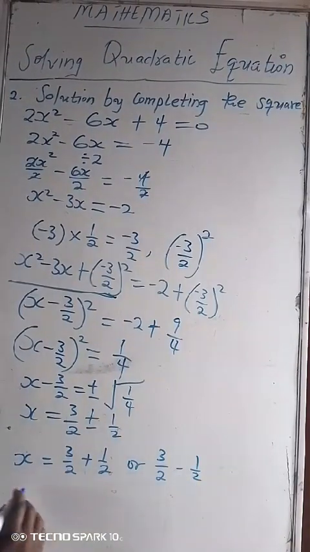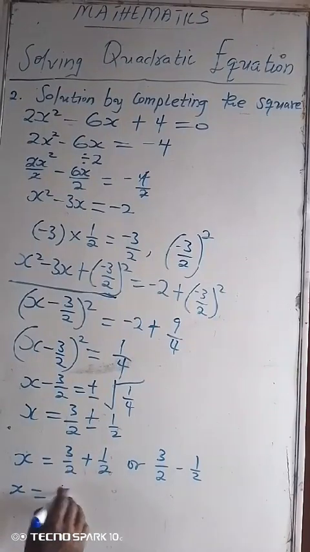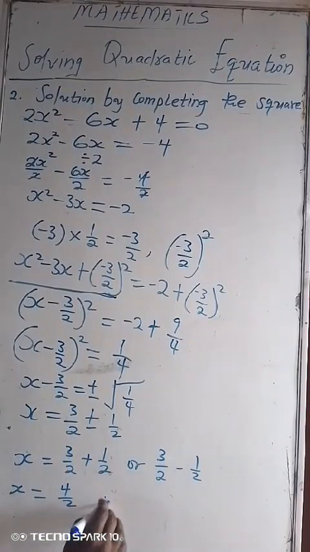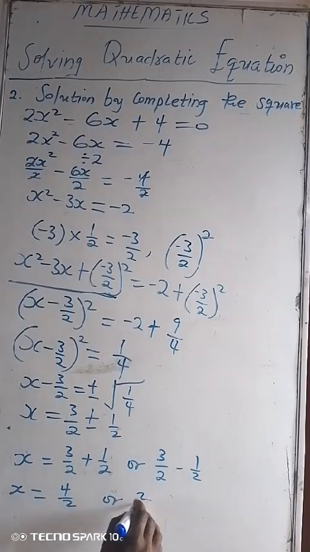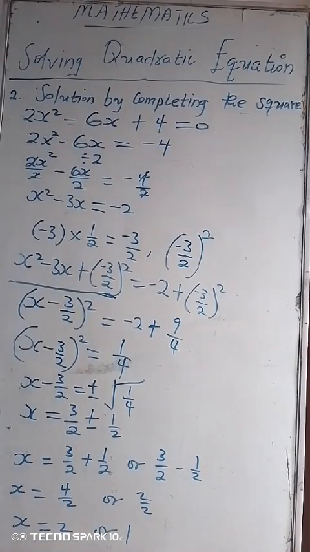Now here, since the denominators are the same, the work is easier. We add the numerators, 4 out of 2, or here it is going to be 2 out of 2. Finally, my x is equal to 2 or 1. So that is that. I think for the first example and this being the second example, things are getting better.